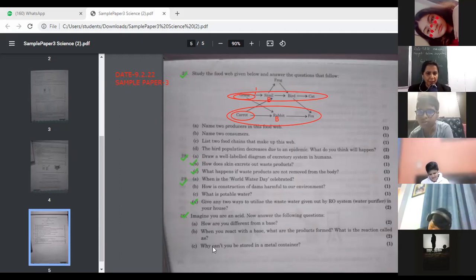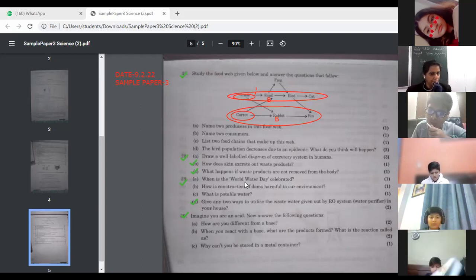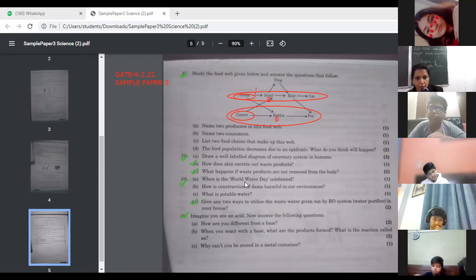One more question. Why can't acids be stored in a metal container? Ma'am, can I tell? Yes, tell. Acids are not stored in metal containers because acids are highly corrosive and reactive. Hence, they can react with the metal container and corrode it in which they are stored.